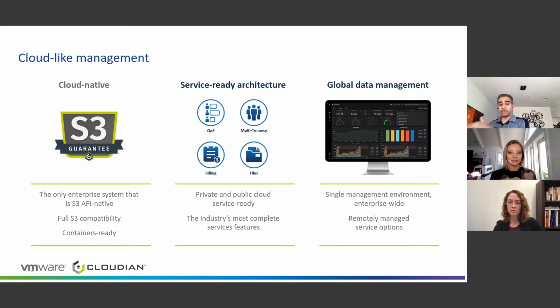That's just as important. Anything that you develop on prem on Cloudian, you can have the mobility to take it to the cloud and be rest assured that it's going to work with AWS S3, for example.